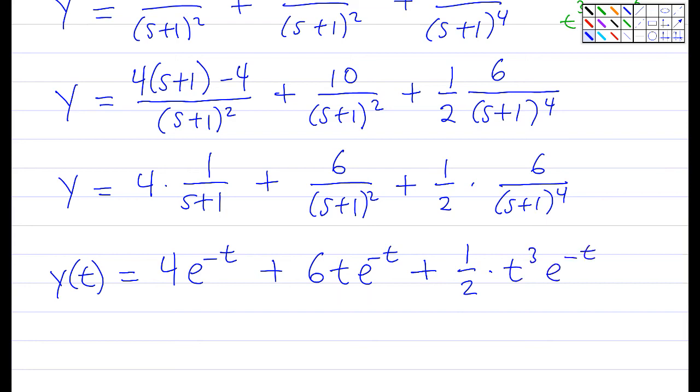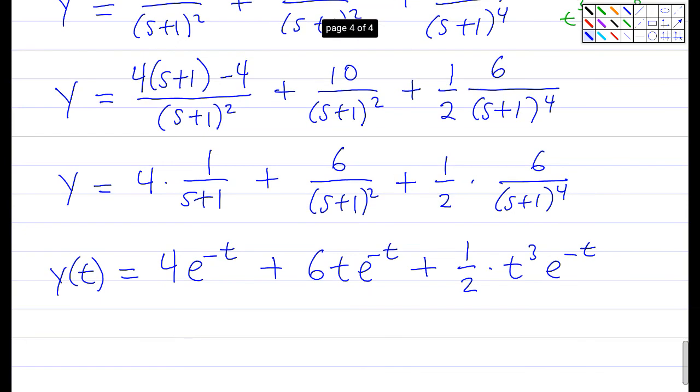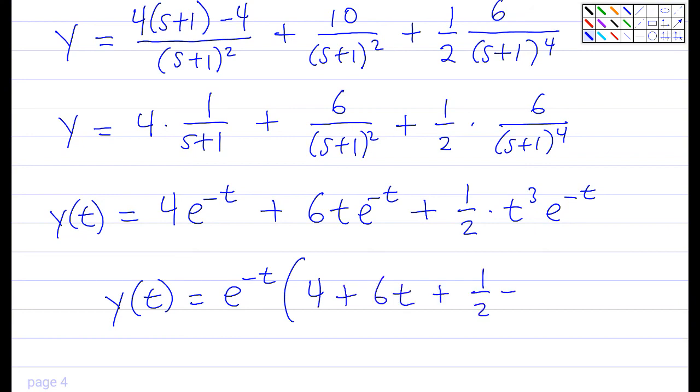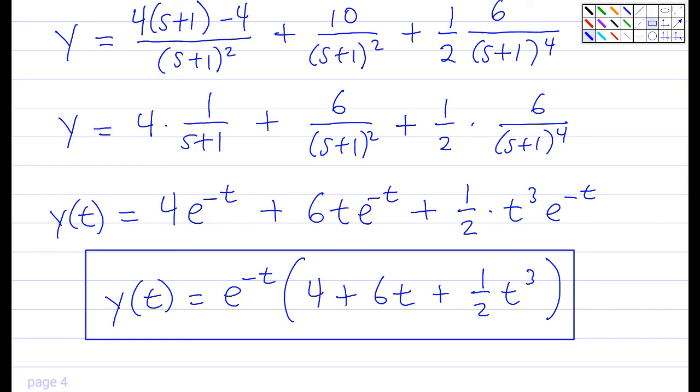We're done. We did it. I suppose if we want to make this look a little bit nicer, we can factor out an e to the minus t. And I get 4 plus 6t plus 1/2 t cubed. That's the answer. Might as well put a nice box around it. So we used our shifted transform formula to allow us to solve more complicated differential equations.